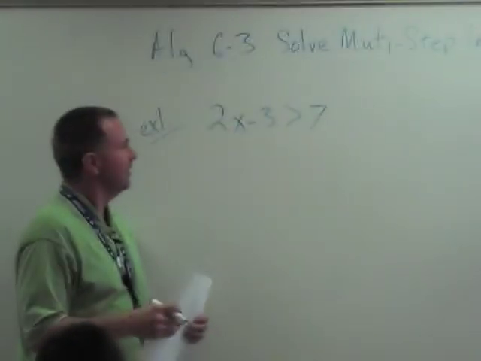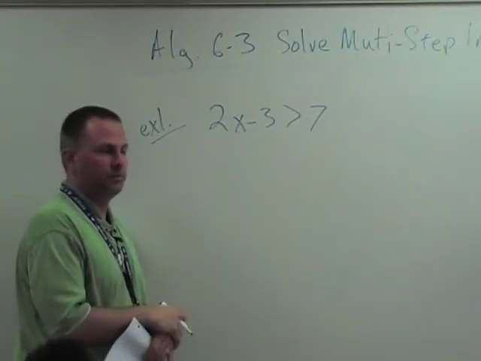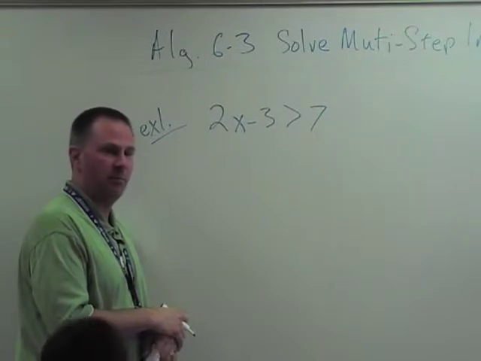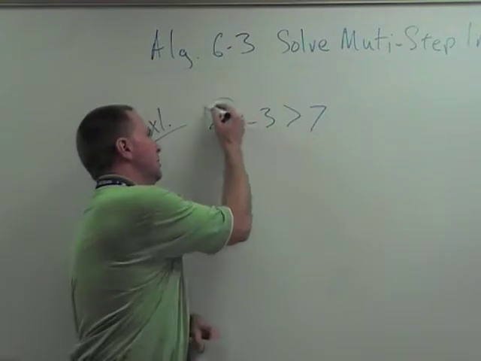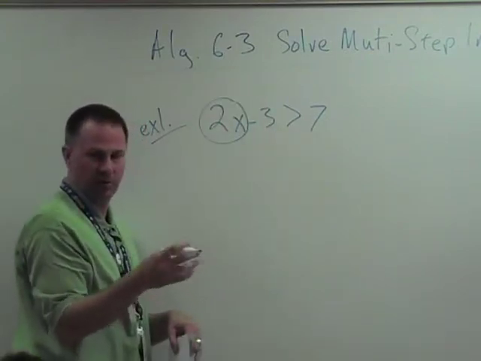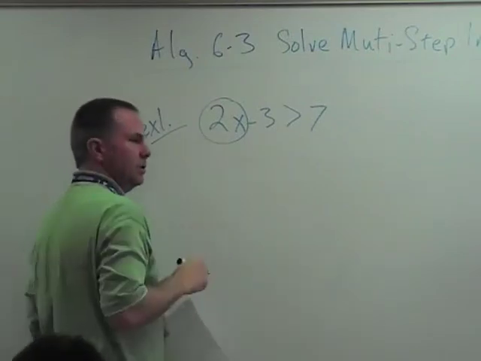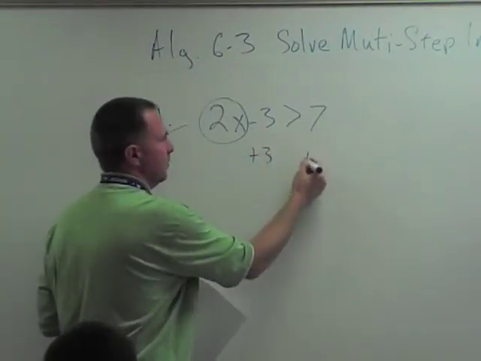For your benefit. Alright, so here's a general inequality with multiple steps. You solve it the exact same way as an equation. Circle the term you're solving for. You don't have to do this, just a refresher of what we did in chapter 2. Get rid of your other terms by doing the opposite. So I'm adding 3 to both sides.